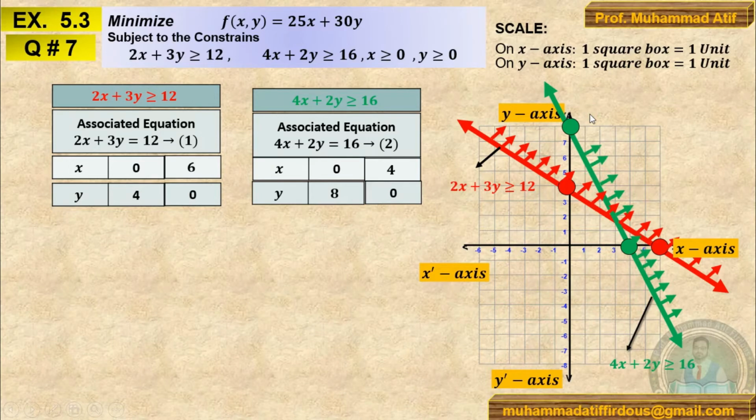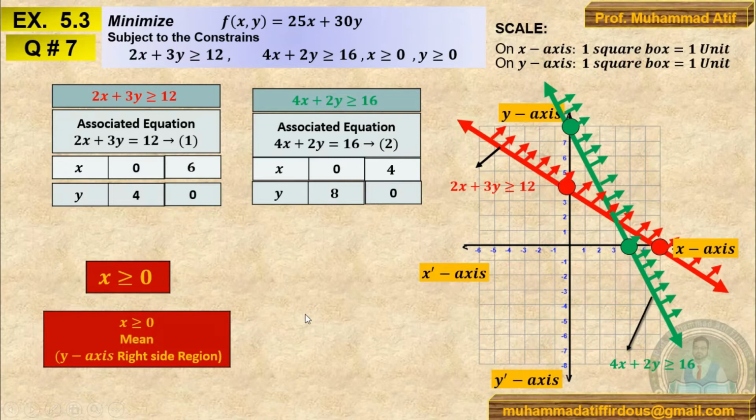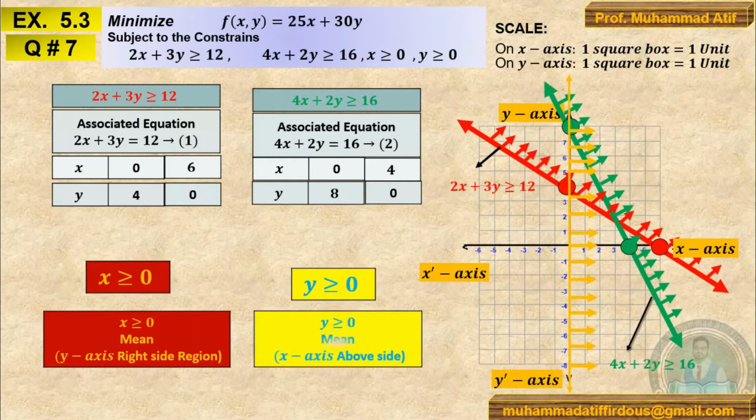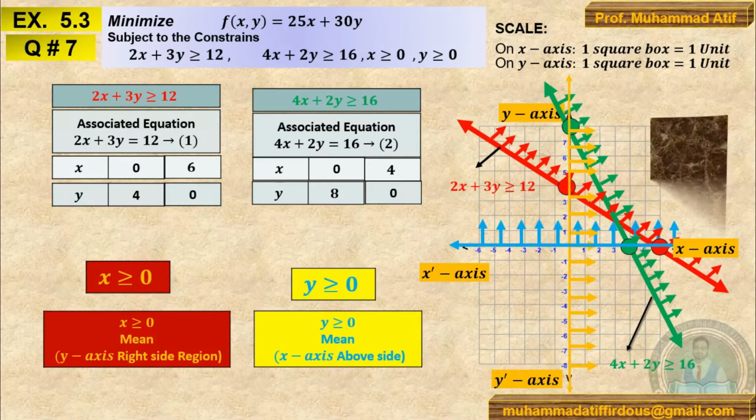The next constraint is x is greater than or equal to 0. x greater than or equal to 0 means you are talking about the y-axis, and positive means right hand side. You can see on your graph paper, this is your y-axis, and the greater than sign means you have to draw some arrows right of that orange line. And lastly, we have y greater than or equal to 0, meaning you are talking about the x-axis, and positive means above that blue line or x-axis. So make some arrows above that x-axis.